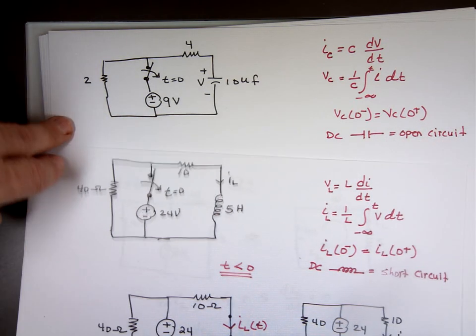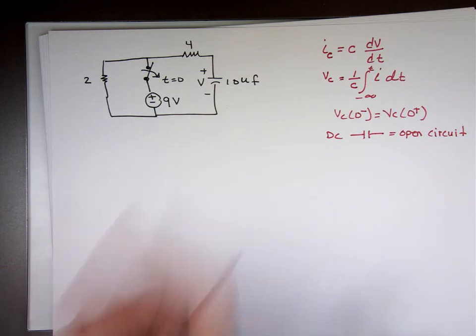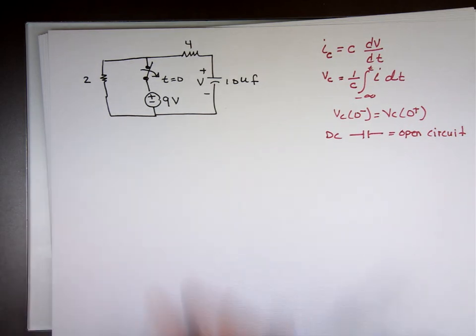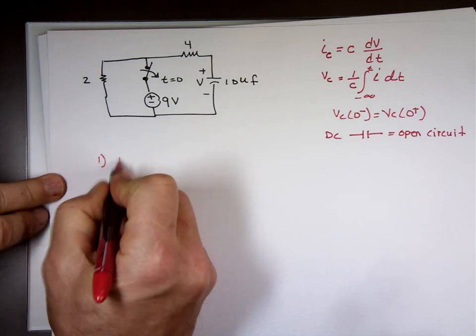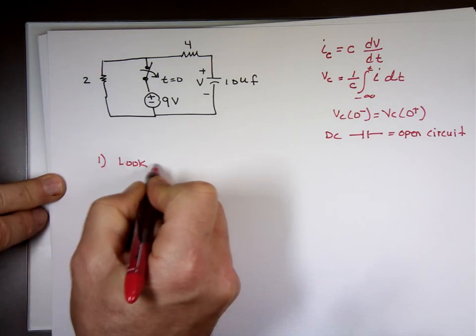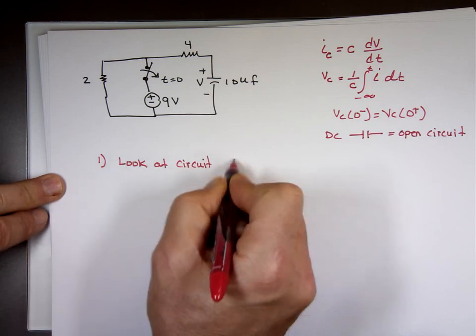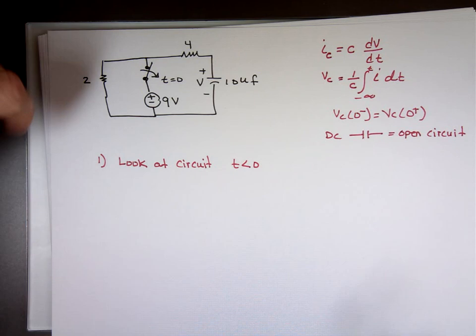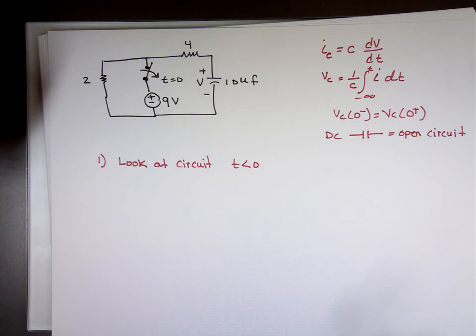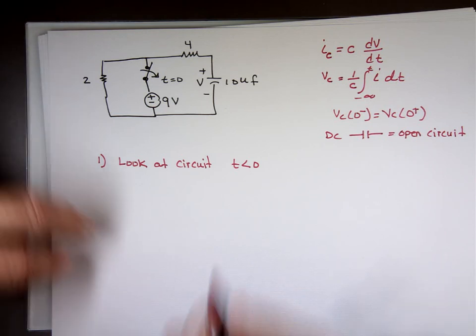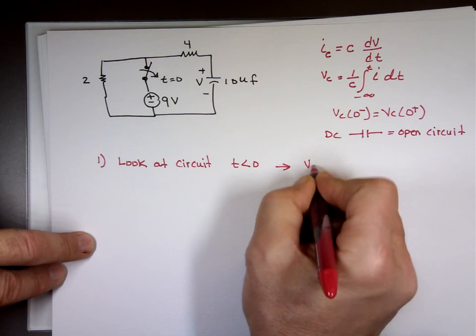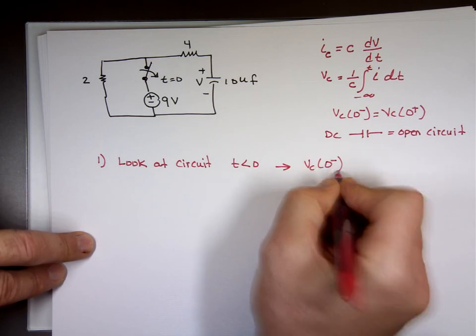And to solve a circuit that has a capacitor in it, we're going to do the same thing as with the inductor, which means what? Step number 1, we're going to look at the circuit for t less than 0. But instead of finding the current at 0 minus, what are we going to find? The voltage at 0 minus. And that's going to equal the voltage at 0 plus.